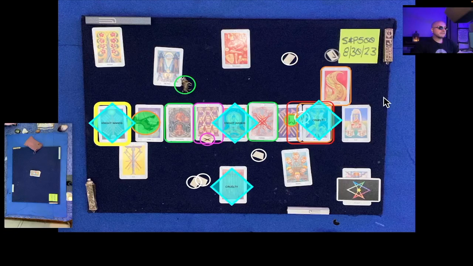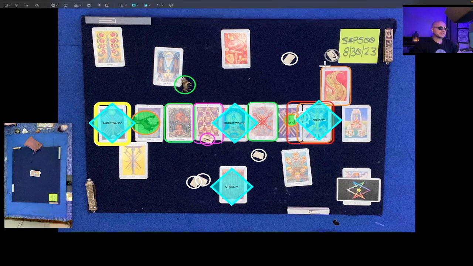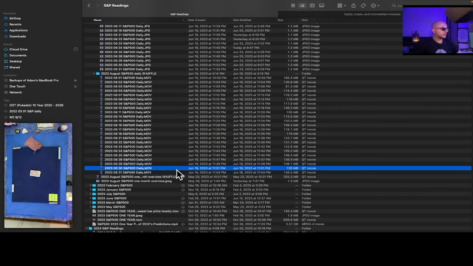This is the S&P 500 one-day reading for August 30th, 2023. It's currently June 26th, 2023, 9:36 p.m. Eastern Time. The shuffle file for the 30th was created on June 16th, 2023 at 11:51 p.m. Eastern Time. That's this video right here.